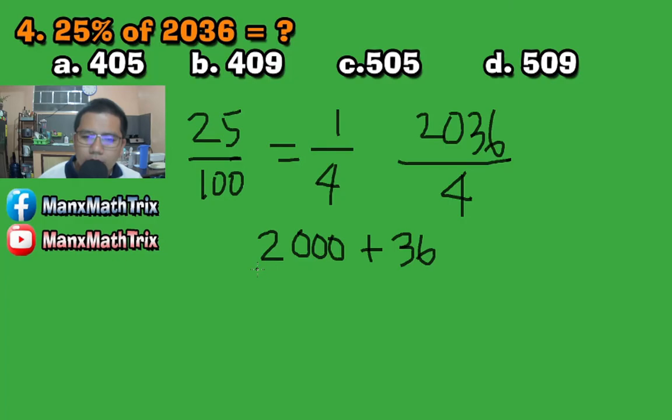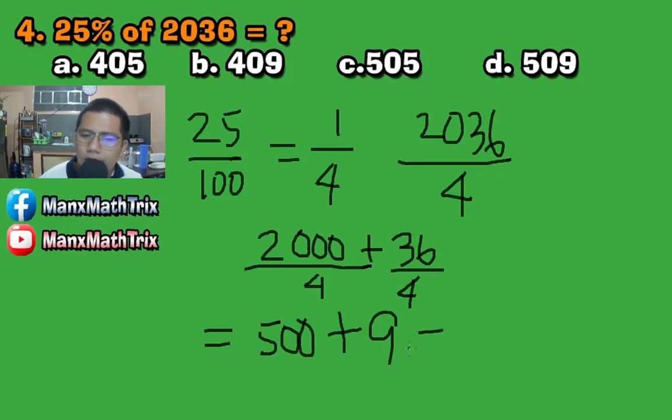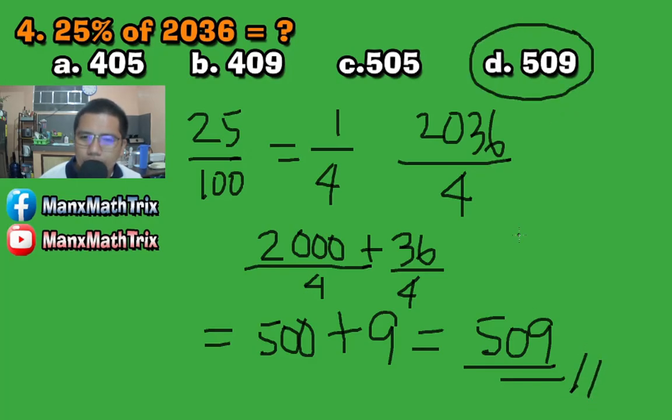So, 2000 divided by 4 and 36 divided by 4. So, magiging result niyan, 2000 by 4 is equal to 500. Then 36 divided by 4 is just equal to 9. So, ang final answer natin is equal to 509. So, our answer here is letter D, 509.